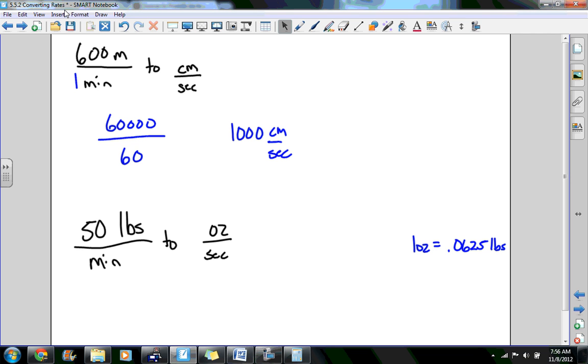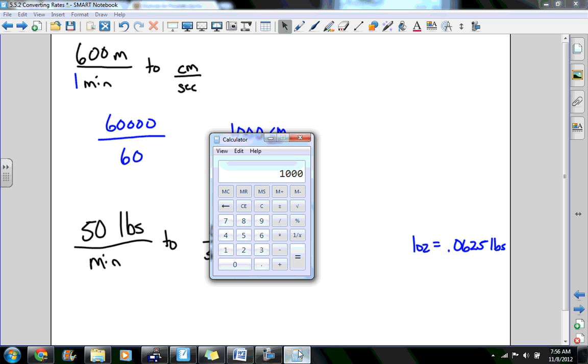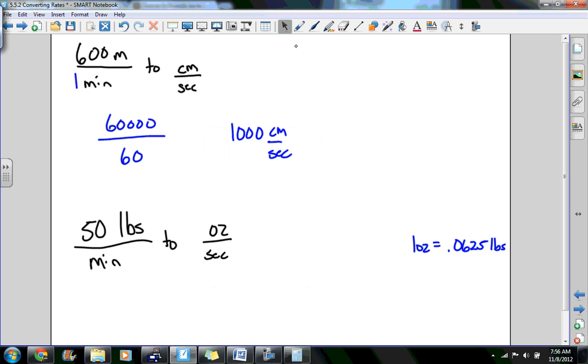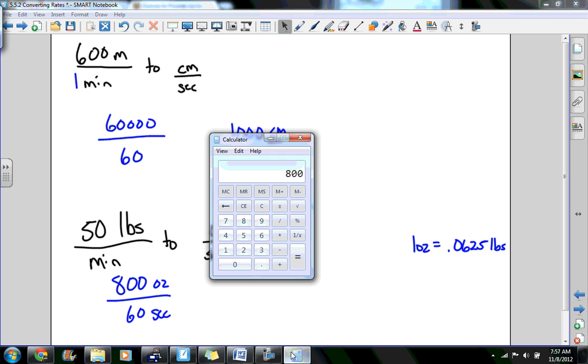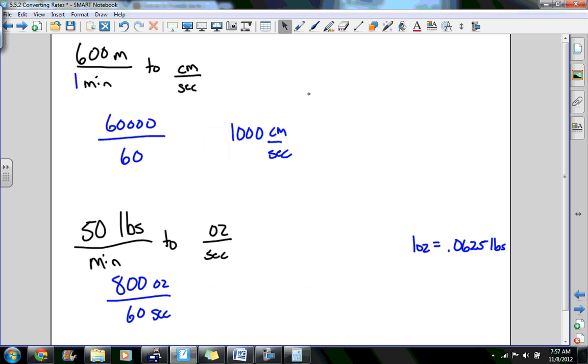It's a little tricky, but the idea here is we want the number to get bigger. So we're actually going to divide because it's a decimal, 50 divided by 0.0625. But a lot of times you just look at the answer and see if it makes sense. So 800 ounces over 60 seconds. And we just simplify. Gives us about 13.33 ounces per second.